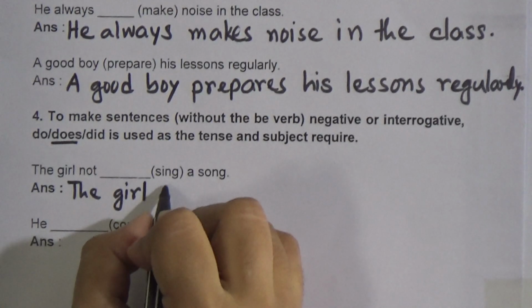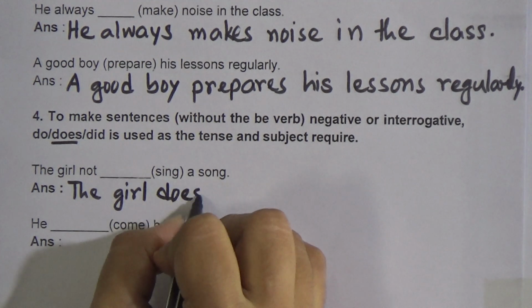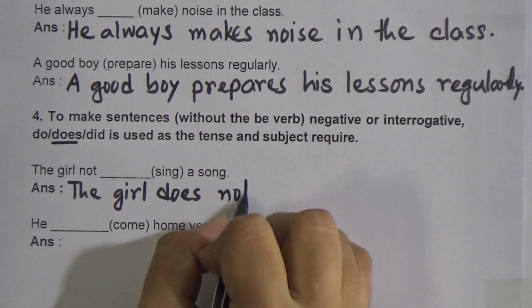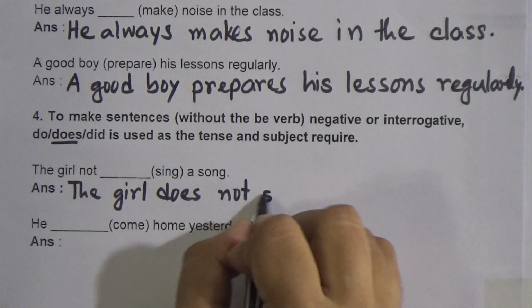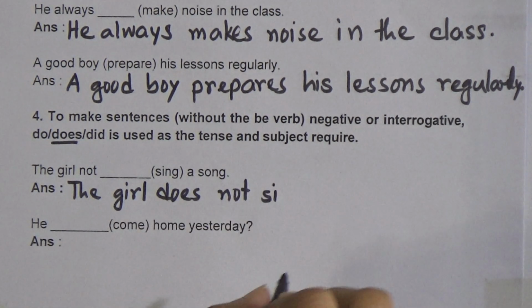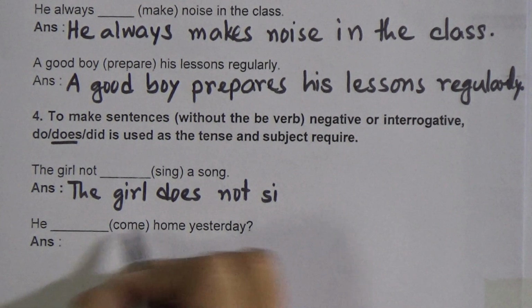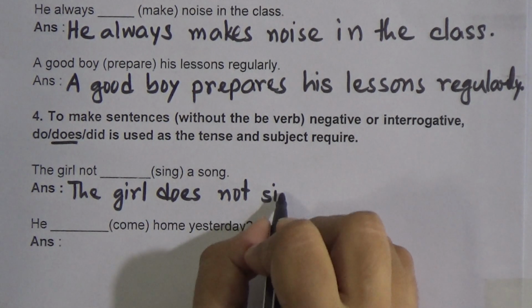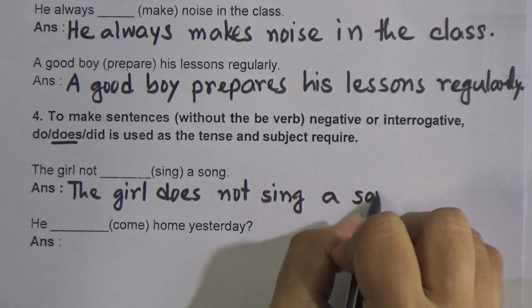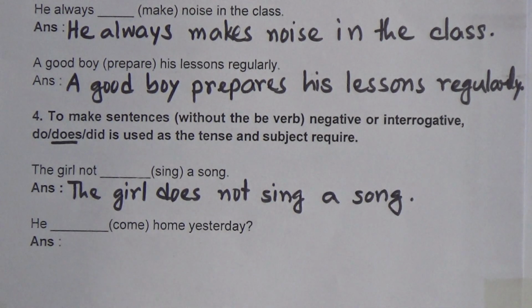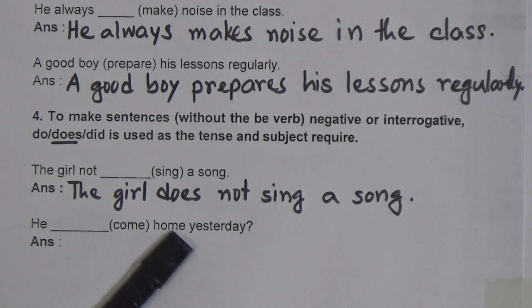Then we will write does not, and now the present form of the verb. And we know that after do, does and did, we will always write the present form of the main verb. Okay, the girl does not sing a song. Now next example, he come home yesterday.